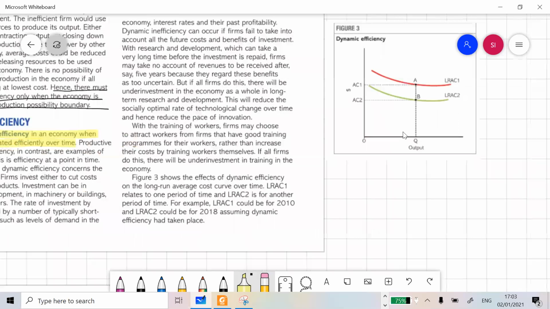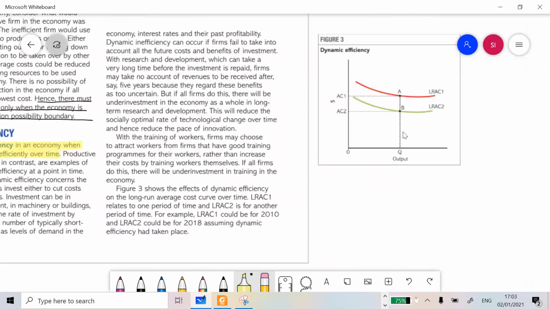Now observe this figure. This figure shows the effect of dynamic efficiency on the long run average cost curve over time. Now you can see, according to this diagram, your long run average cost is dropping. LRAC1 relates to one period of time and LRAC2, the green one, represents another period of time. For example, LRAC1, the red curve, could be for 2010 and LRAC2, the green curve, could be for 2018, assuming dynamic efficiency has taken place.